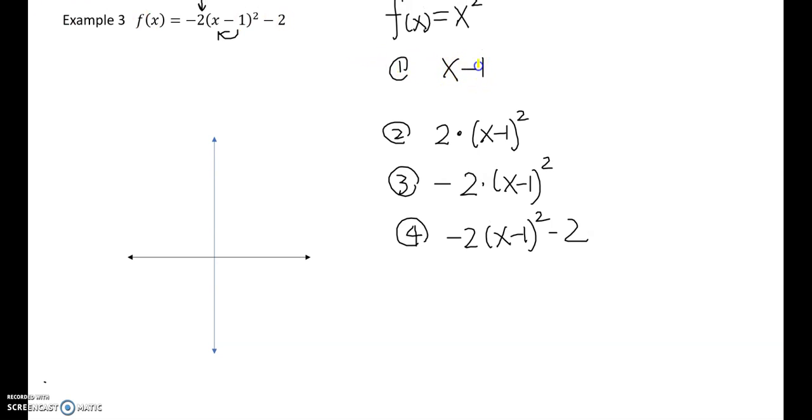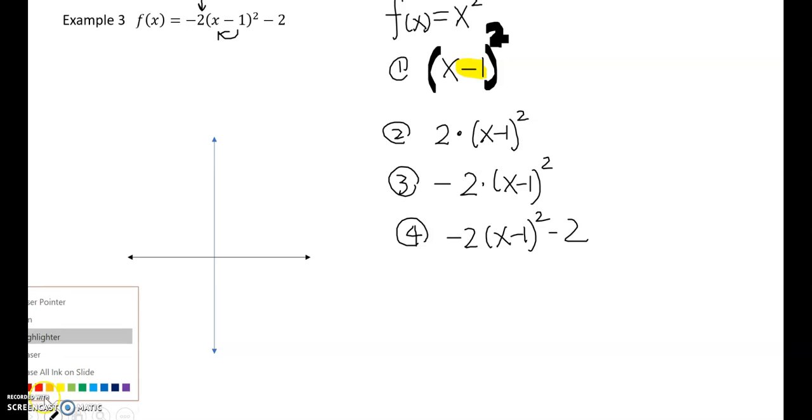So first we did x minus 1 and then squared. Actually, I should have put a squared there. So we only subtract 1 in the base. And we know that we'll shift the graph to the left or right. Okay, so negative actually to the right. And then after that, we did times by 2. And then we did times by negative 1. And then we did subtract 2. Okay, so first we're going to draw the basic function, which is x squared.